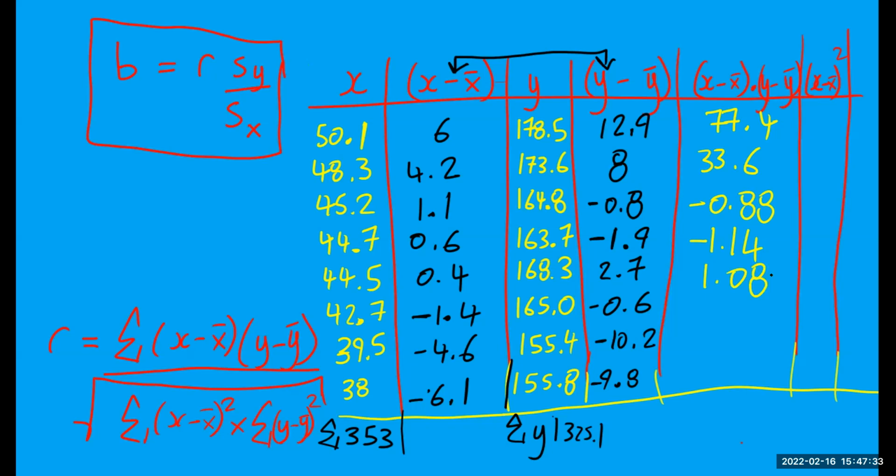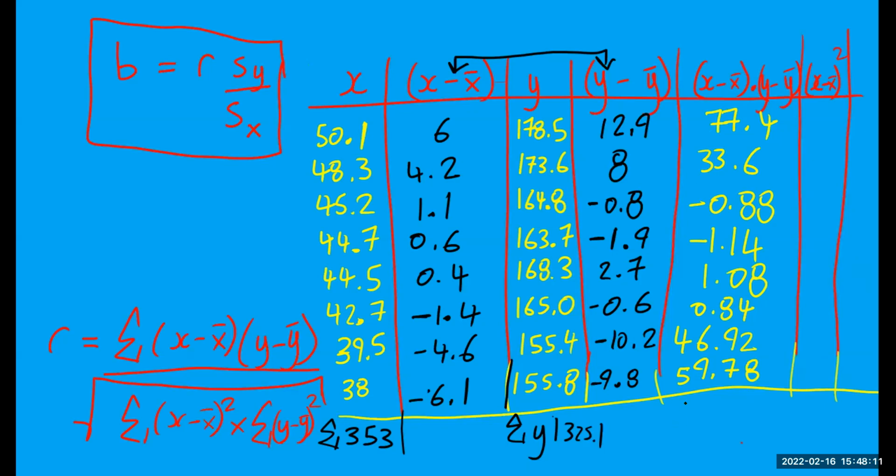Then negative 1.4 times negative 0.6, that's 0.84. Then negative 4.6 times negative 10.2, that's 46.92. Then we have negative 6.1 times negative 9.8, we have 59.78. We'll add these all up now.